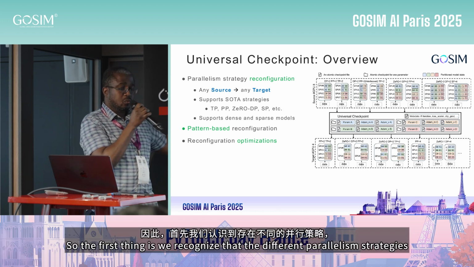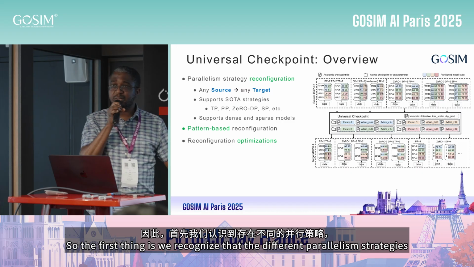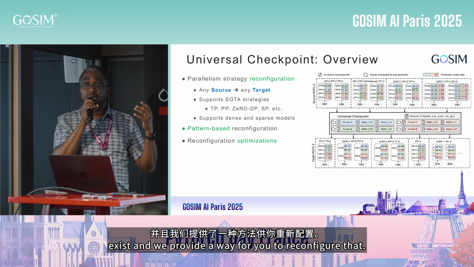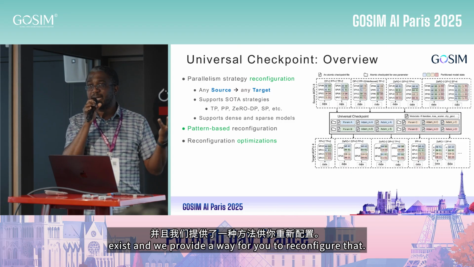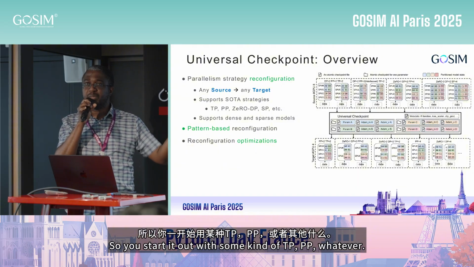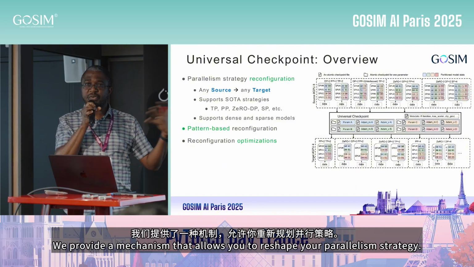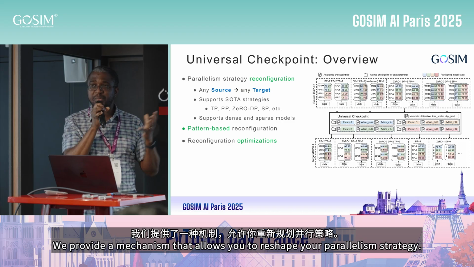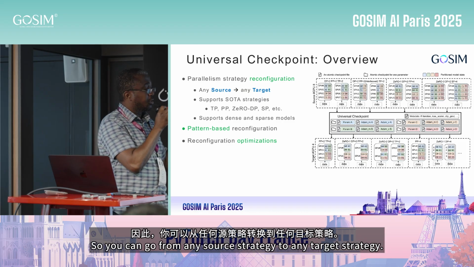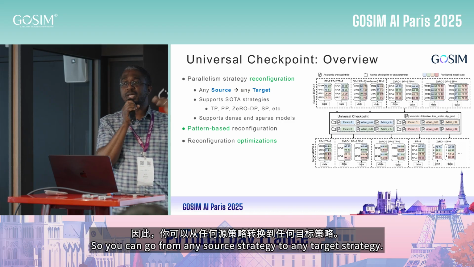So the first thing is we recognize that different parallelism strategies exist, and we provide a way for you to reconfigure that. So you started out with some kind of TP, PP, whatever. We provide a mechanism that allows you to reshape your parallelism strategy, so you can go from any source strategy to any target strategy.